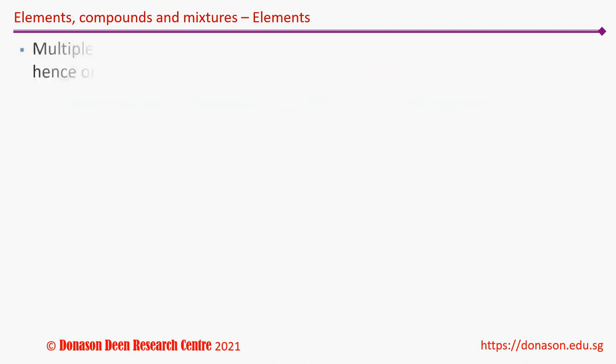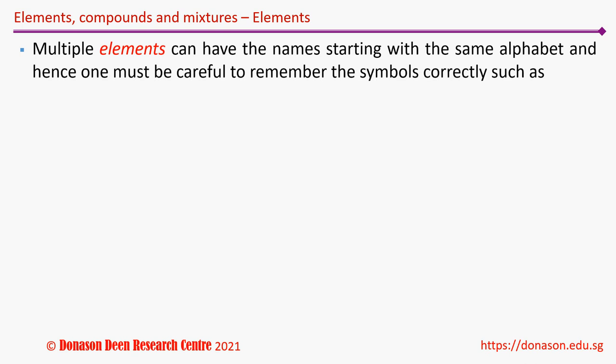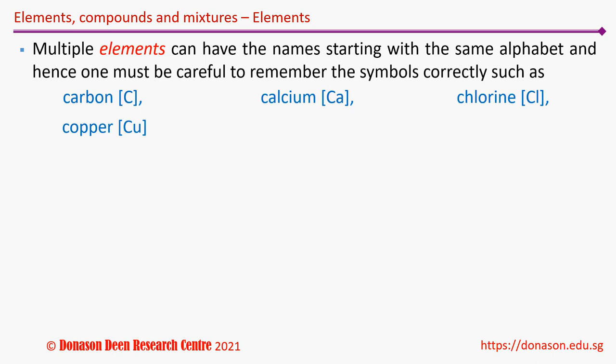Multiple elements can have the names starting with the same alphabet. Hence, we must be careful to remember the symbols correctly. As an example, some of the elements whose names start with the letter C are carbon, which has a symbol of C. Calcium has a symbol of Ca. Chlorine is written as Cl. Copper is written with a C and a u. Cobalt with a capital C and then a small letter o. The metal cadmium is given the symbol of Cd. As we can see, all these elements start with the letter C, so we have to carefully remember the correct symbol for the element in order not to make any mistakes.